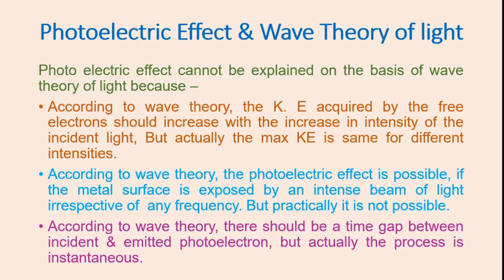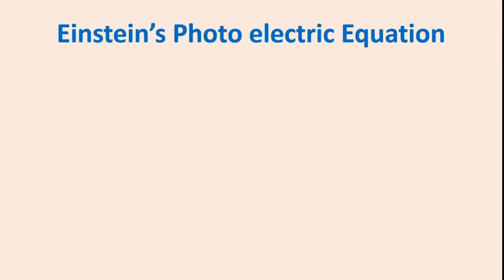The last one is, according to wave theory, there should be a time gap between incident and emitted photoelectron, but actually the process is instantaneous. So according to classical theory, there should be a time of absorption of photon by the free electrons within the cathode, and so there should be a time lag between the emission and absorption of photon. So classical theory fails to describe the photoelectric effect.